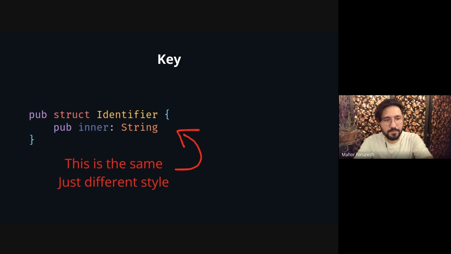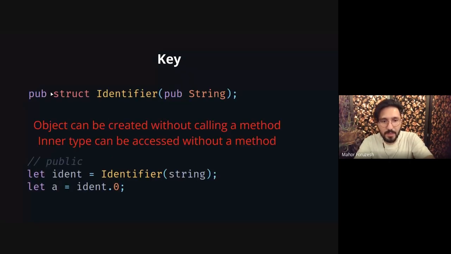If you don't like the tuple syntax, you can use the struct syntax. No difference between them. And you can access the inner type directly if it's public. If you use the pub keyword, the field is public and you can access it directly. If it's private, you cannot access it directly, and you need to implement methods or traits on the structure. So, for example, this is a public example.